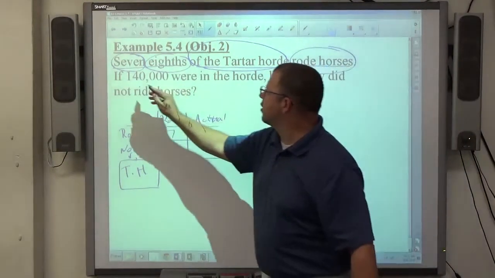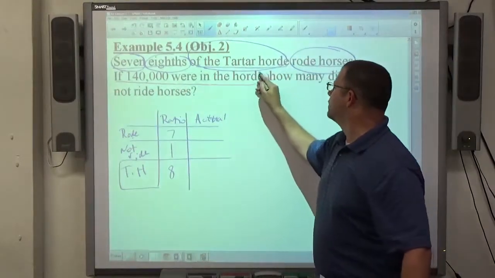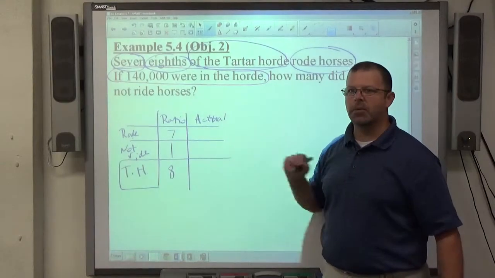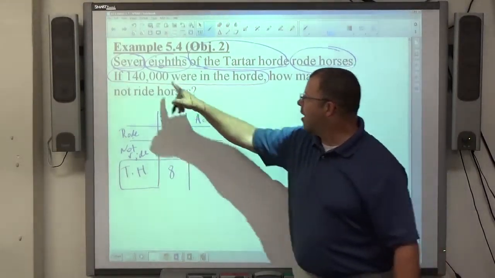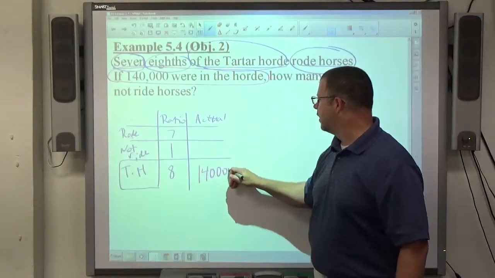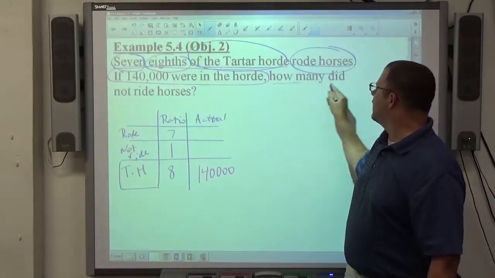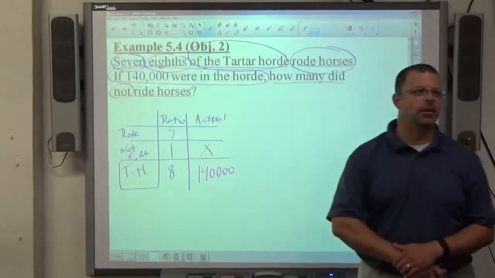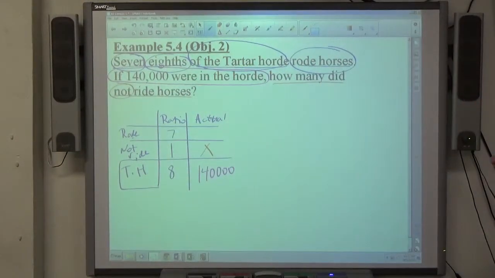We continue on. It says 140,000 were in the horde. Are they telling us how many rode horses, how many didn't ride horses, how many were in the horde? The total. 140,000 were in the horde. So 140,000 goes here. And then it says how many did not ride horses. So they're asking us for that number there. Okay, so be very careful to put things where they belong if you're going to do the ratio chart technique.